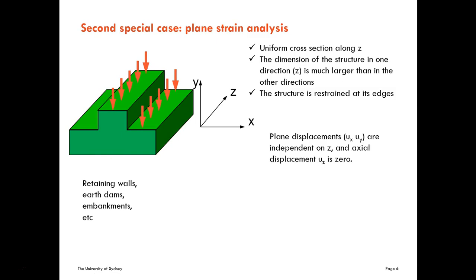So the plane displacements in this plane strain analysis have two components: displacement in the x direction and displacement in the y direction. And we assume that this displacement doesn't depend on z. And we also assume that the displacement in the z direction is 0. So this is the summary of the assumptions for plane strain analysis. No displacement in z. Displacement is uniform in the xy plane.